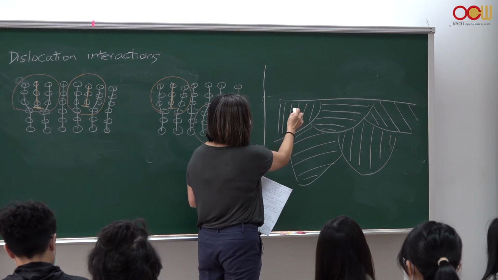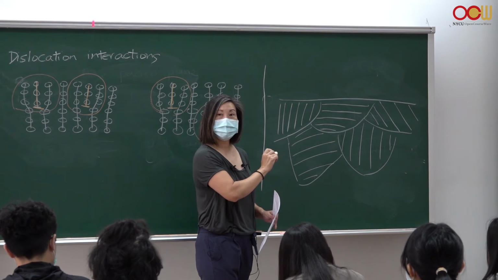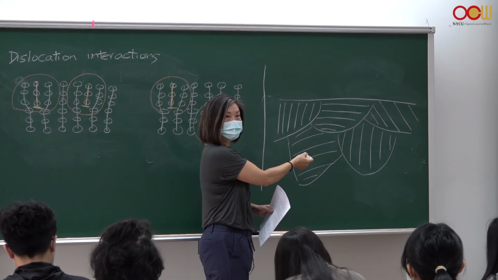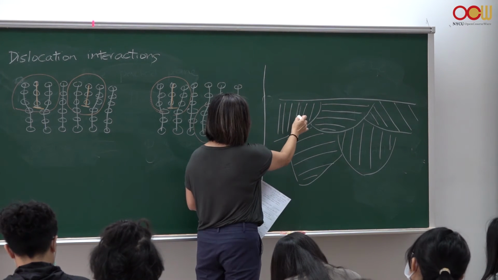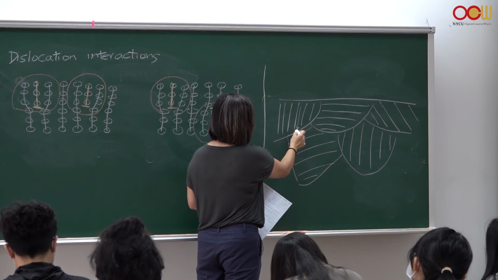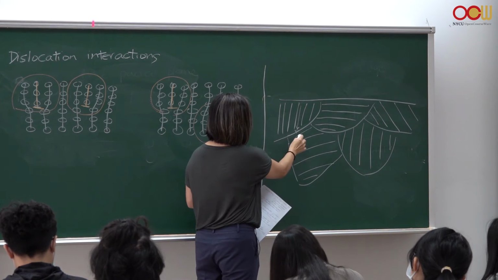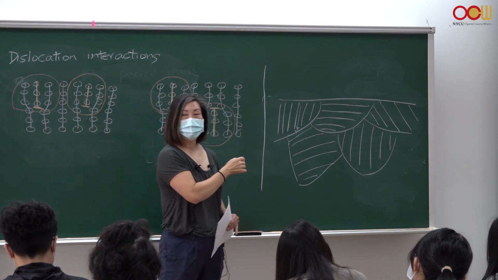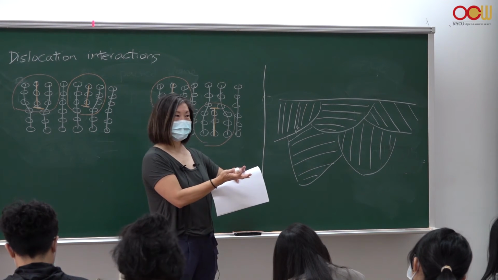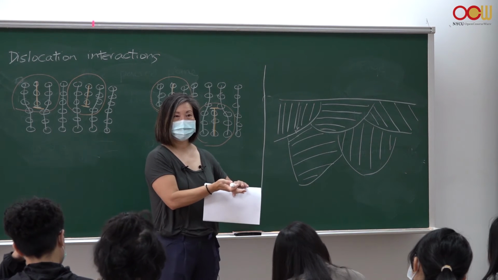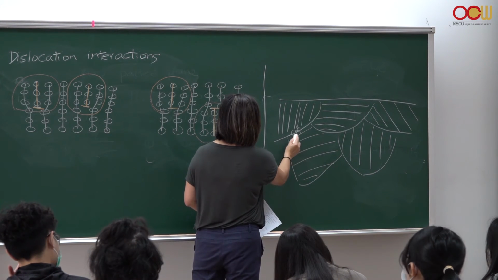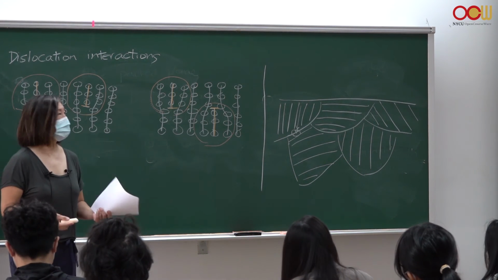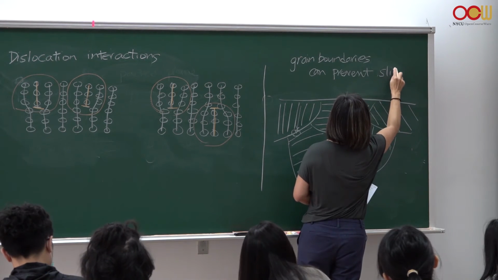You can see how the slip planes would not necessarily be the same from one grain to the other. So let's say dislocations are moving along this way. They hit this grain boundary, and all of a sudden, they don't have a slip plane in the same direction anymore, right? The grain structure, the orientation has changed. And so this boundary may also prevent dislocation movement. So grain boundaries can prevent slip.